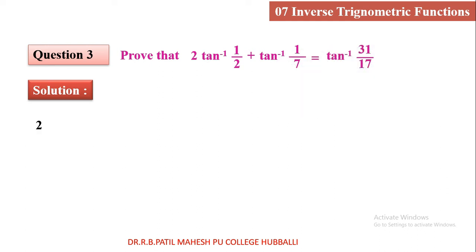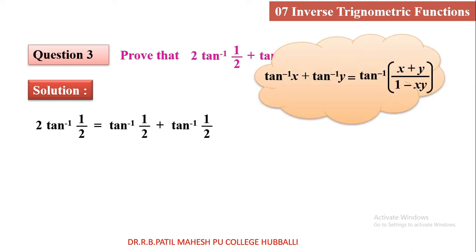2 tan inverse 1 by 2 can be written as 2 times, like tan inverse 1 by 2 plus tan inverse 1 by 2. Again use the property tan inverse x plus tan inverse y. So here x values are 1 by 2 and the same 1 by 2. So that tan inverse of 1 by 2 plus 1 by 2 divided by 1 minus x into y, that is 1 by 2 into 1 by 2.